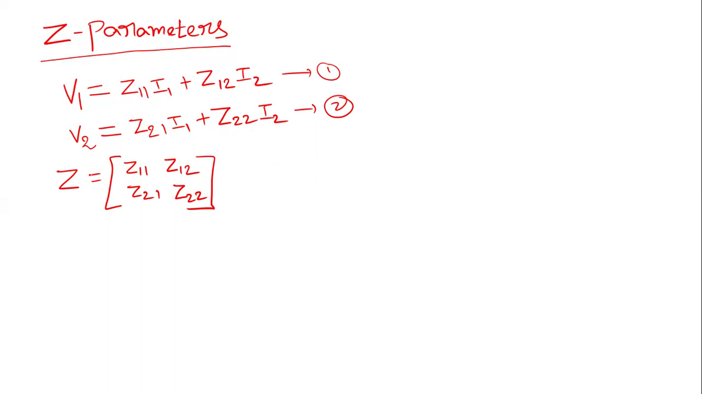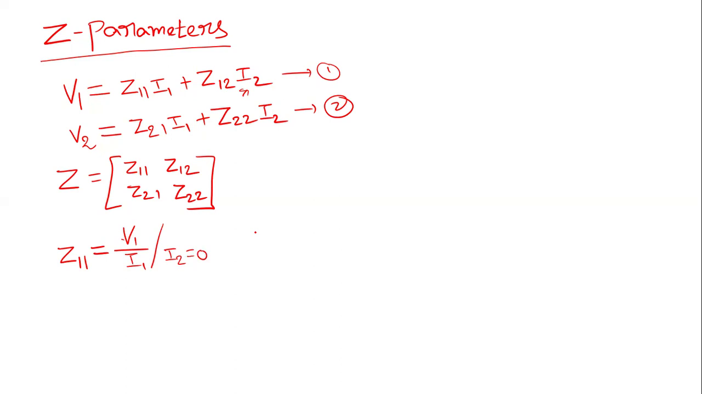Now let us determine the individual Z parameters. What is Z11? How can we get Z11 of a given network? If you observe equation 1, if I2 is 0, we can get Z11 as V1 by I1.